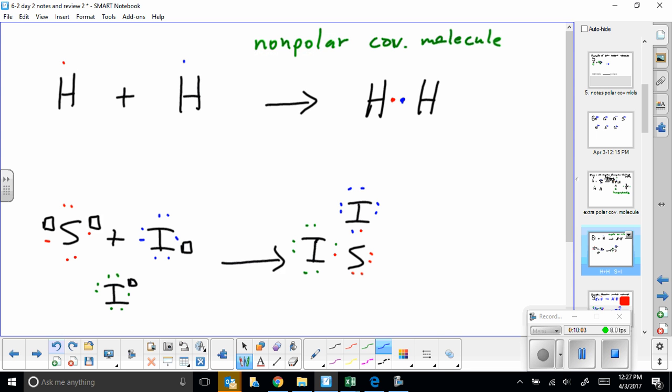And do we have opposite sides? Do we have one area that's more negative than the other area? And we take a look at this, and we have 8 electrons around both iodine, 8 electrons around the sulfur. So this is not opposite sides. We don't have any part that's more negative than the other. This, again, is a nonpolar covalent molecule.